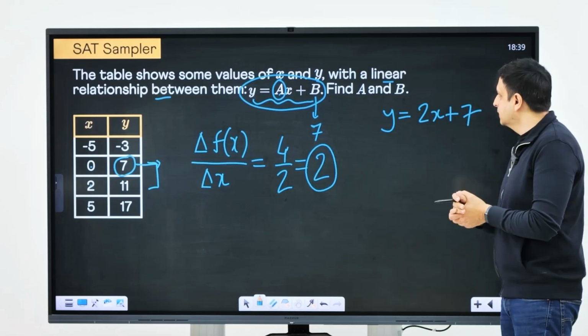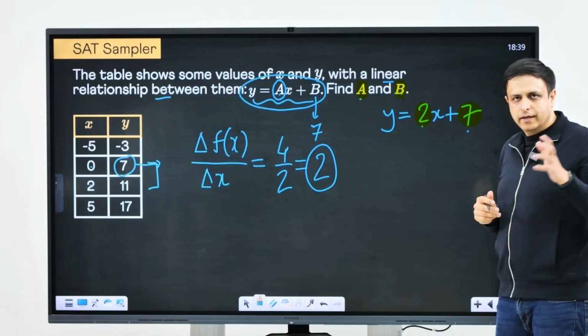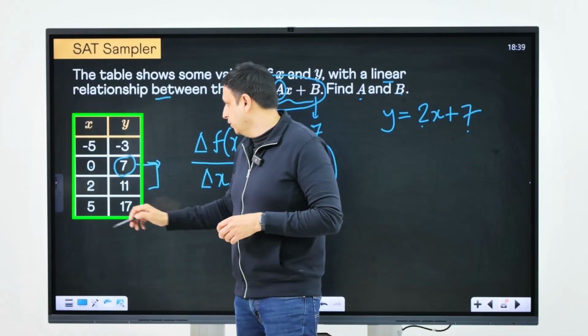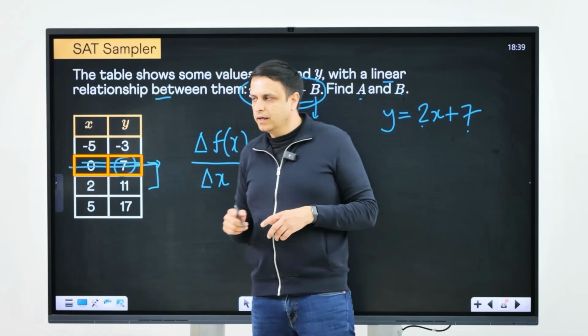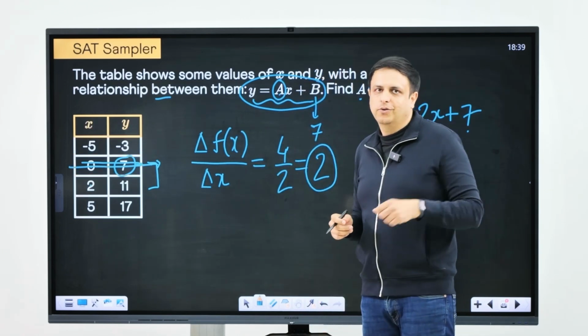All right, so that completes the problem. a is equal to 2, b is equal to 7. Now here's a challenge for you. Imagine that in this table of values given to you, this entry was omitted. It was not provided. How would you have found a and b in this case? Try this out on your own.